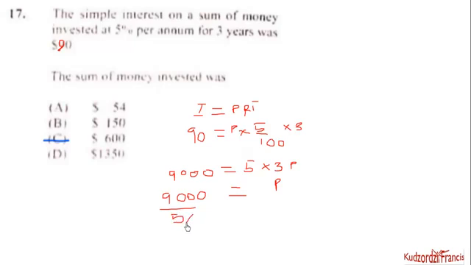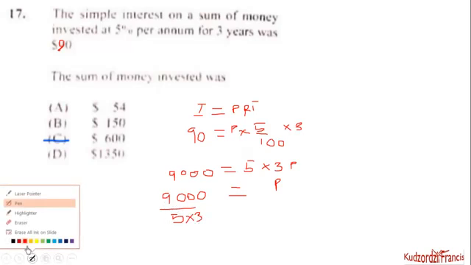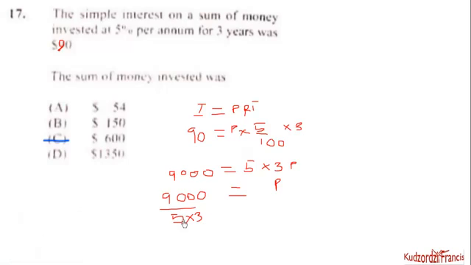We could have multiplied out, but that will make the calculation complicated. So let's simplify. We know 3 can go here 3 times, and 5 will go into 36 times. So we are left with 600. So the answer will be $600. The sum of money that is invested is $600. So correct.